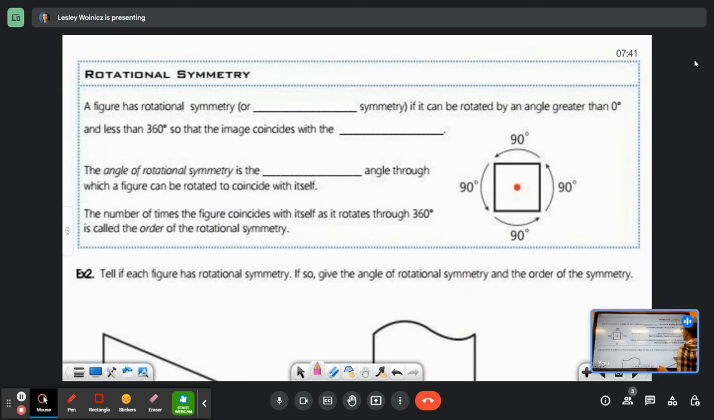Okay, a figure has rotational symmetry or radial symmetry. You might have heard that word, like talking about a starfish or something, right?